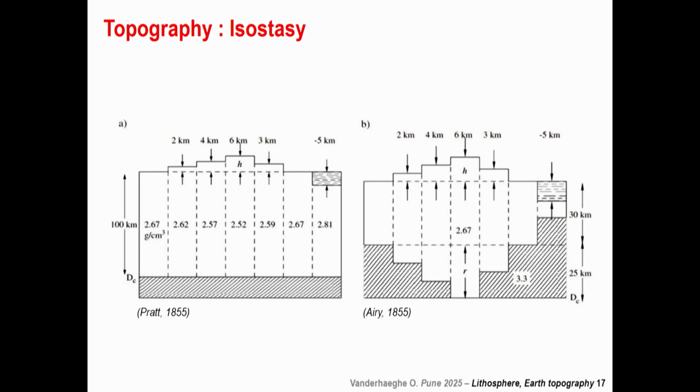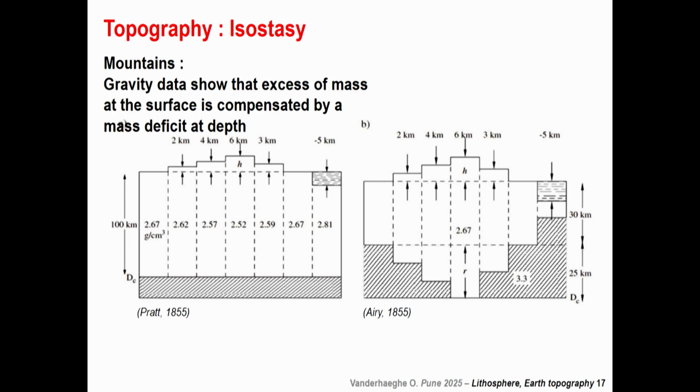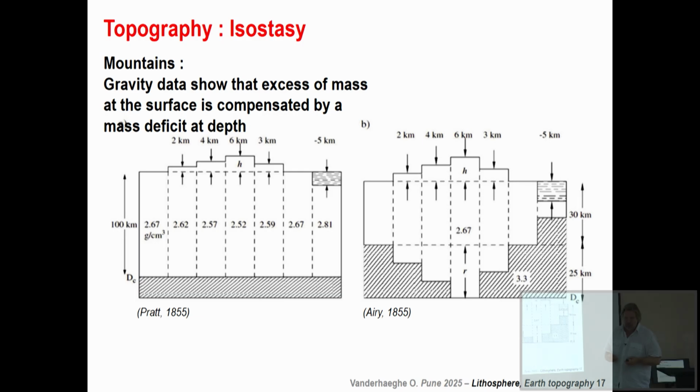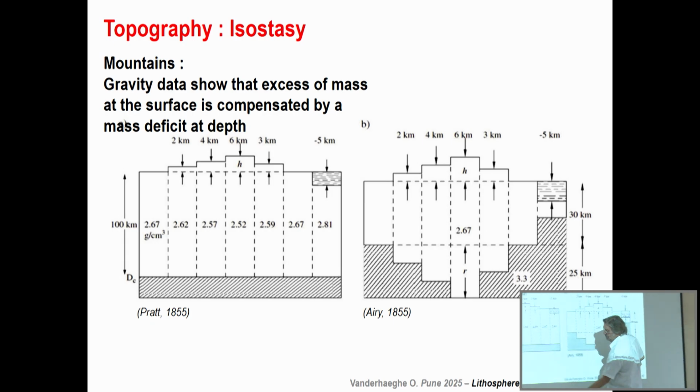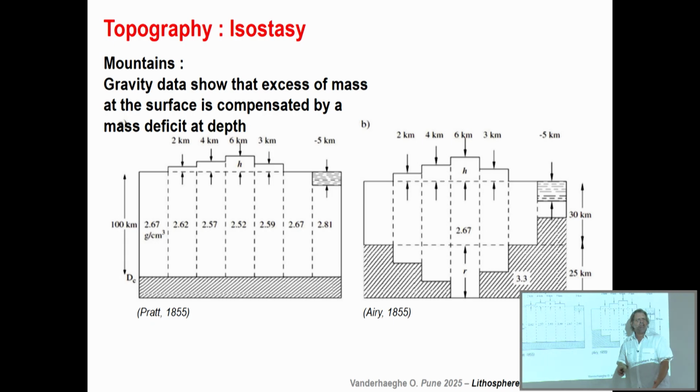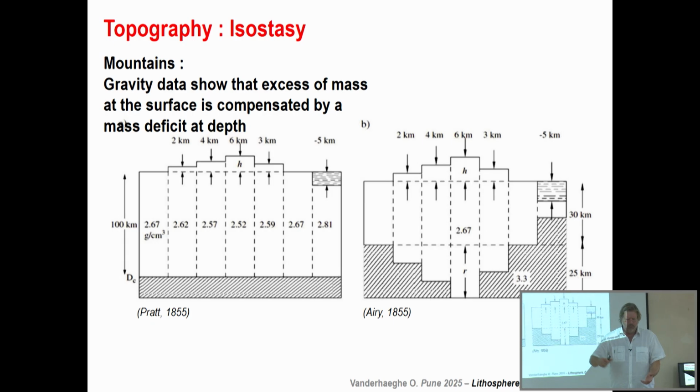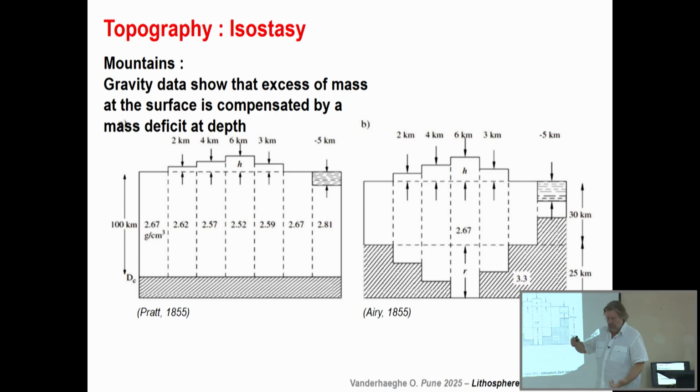So at first, surface topography in the continents was explained by isostasy. Mountains were identified by gravity data to be zones where the excess of mass related to the mountain is compensated at depth by a deficit of mass. And at first, this was a disappointment. Bouguer, who measured that in the Andes, thought he could find a difference in mass related to the mountain, but he didn't find anything. So he was really disappointed. Actually, he described all this, but didn't find the model.